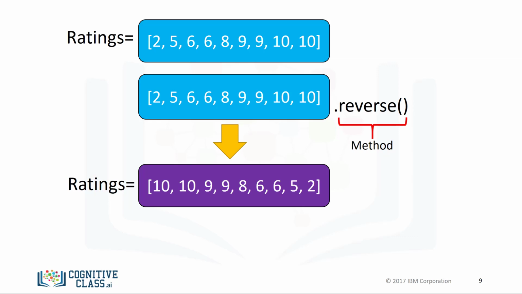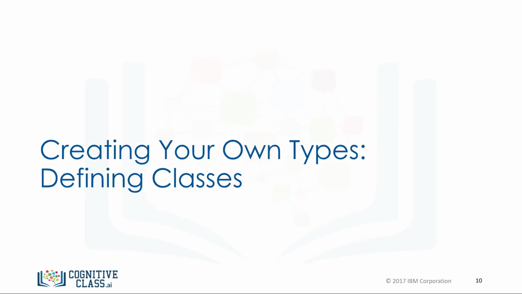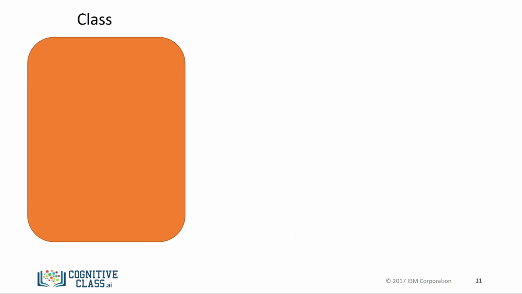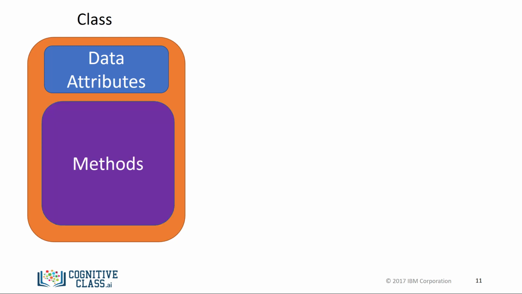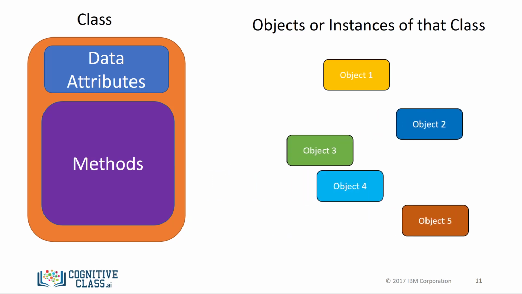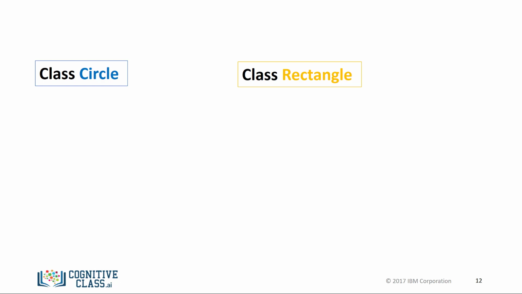Next, we will cover how to construct your own classes. You can create your own type or class in Python. In this section, you will create a class. The class has data attributes. The class has methods. We then create instances of that class or objects. The class data attributes define the class. Let's create 2 classes. The first class will be a circle. The second will be a rectangle.